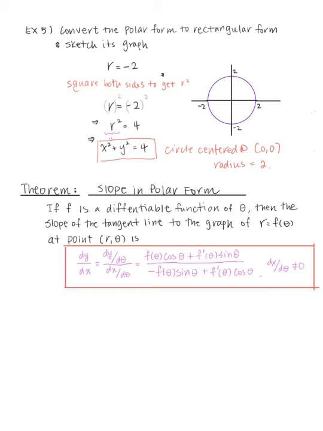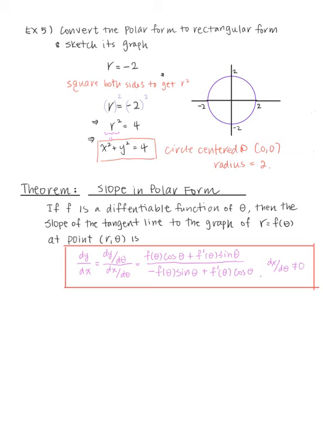Alright, so let's get down to business. So our next topic is slope in polar form. The theorem says that if f is a differentiable function of theta, then the slope of the tangent line to the graph of r equals f of theta at point r comma theta is given by dy over dx equals dy over d theta all over dx over d theta, which equals to WTF, where dx over d theta does not equal to 0.